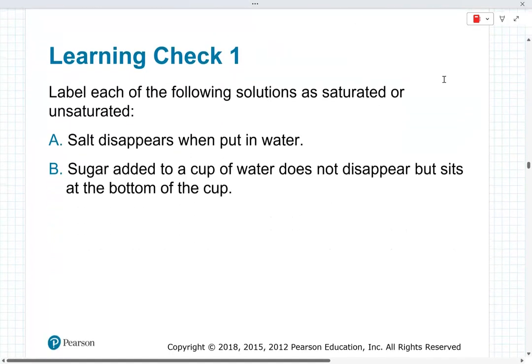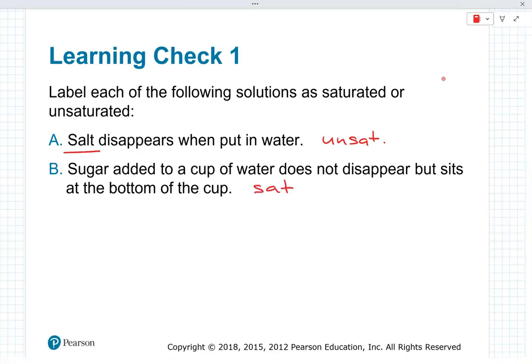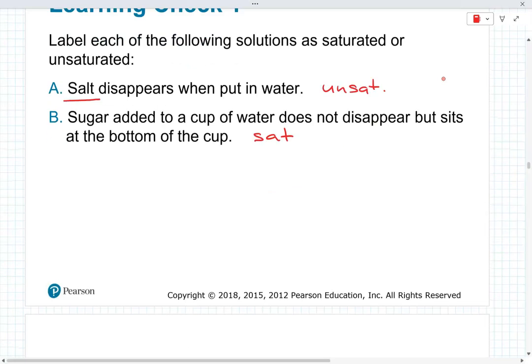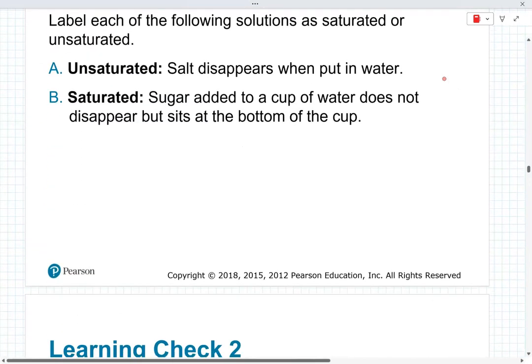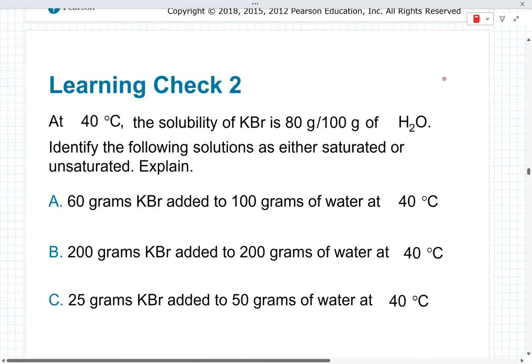So, if you add salt to water and it disappears, what do you get? Saturated or unsaturated solution? Unsaturated. But then you keep adding sugar and at some point it stops dissolving, so we have saturated, right? Good. So that's the solution, and here.